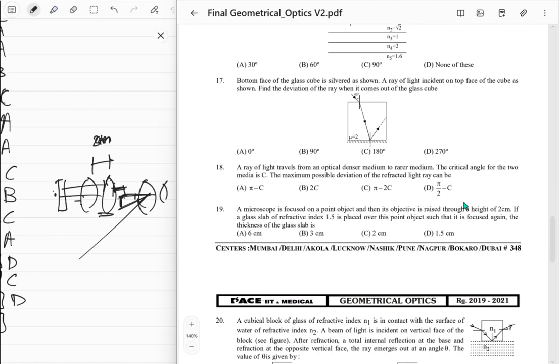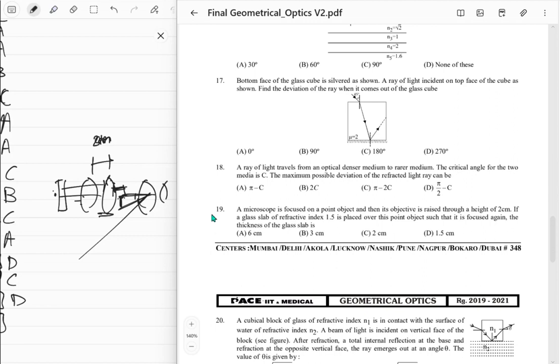I don't get it. So, raised to a height of... without focus, it's just... without the focal length, it's not easy to solve this. Okay, what does the glass slab do?